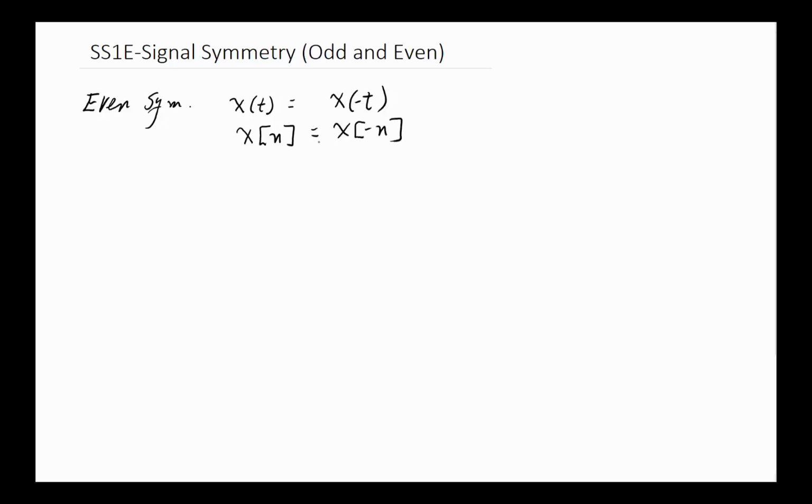Okay, and then odd symmetry, the other side of this coin, basically says that if I have a function x of t and I make it x of minus t, the result is the same as x of t except negated. And of course the same thing for x of n. So putting a minus in front of the independent variable puts a minus in front of the dependent variable. That's called odd symmetry. And this one is called even symmetry.